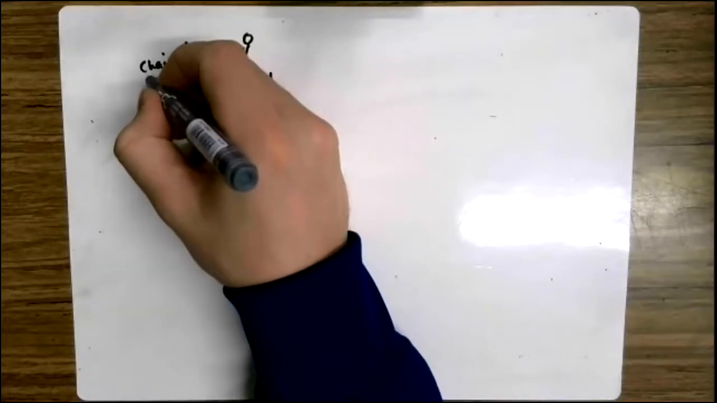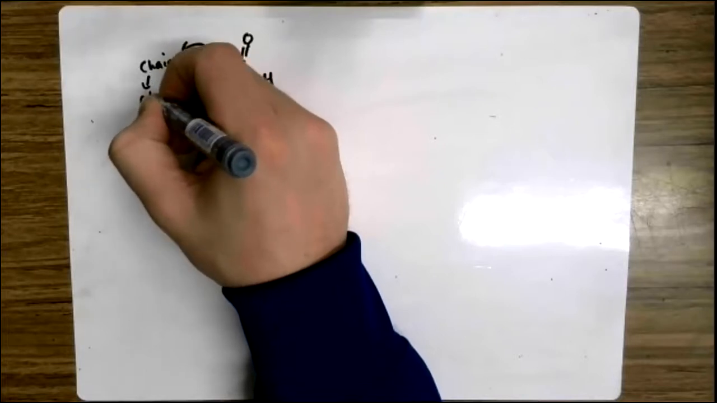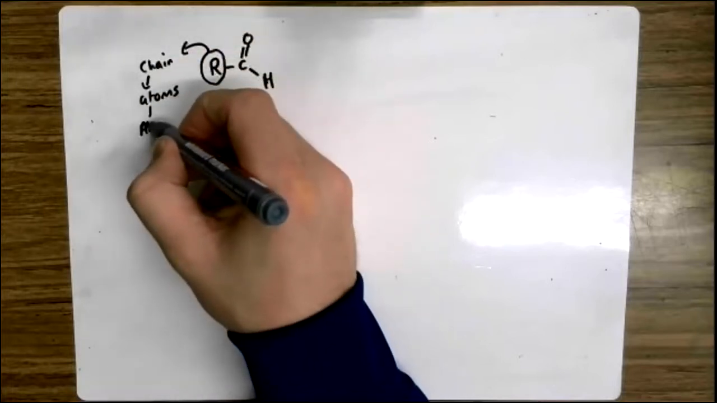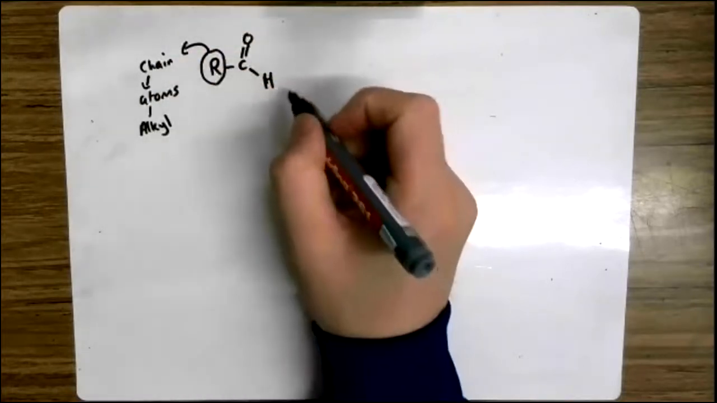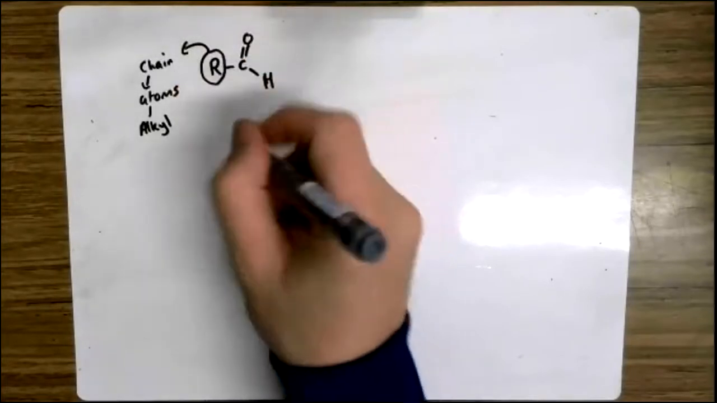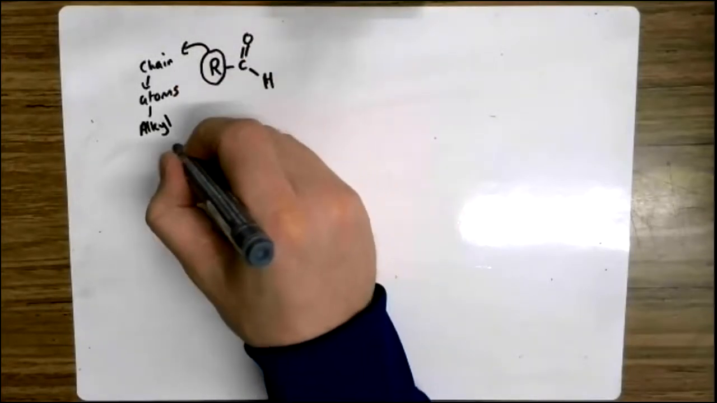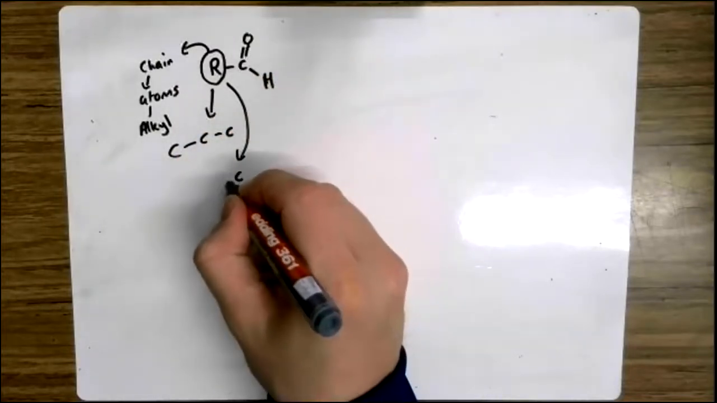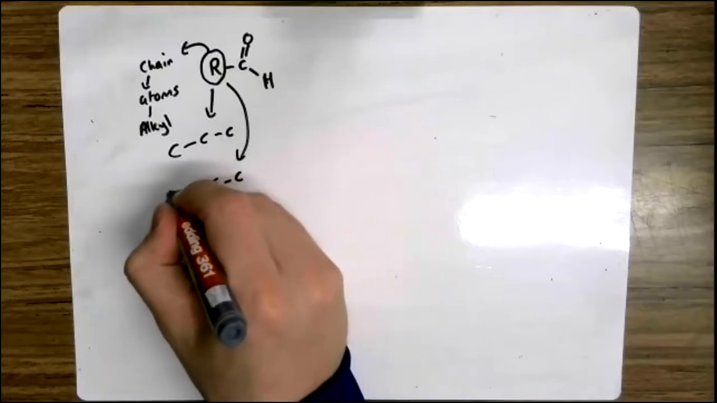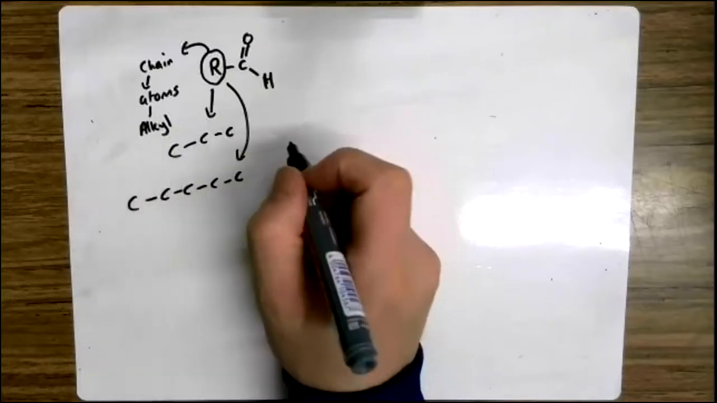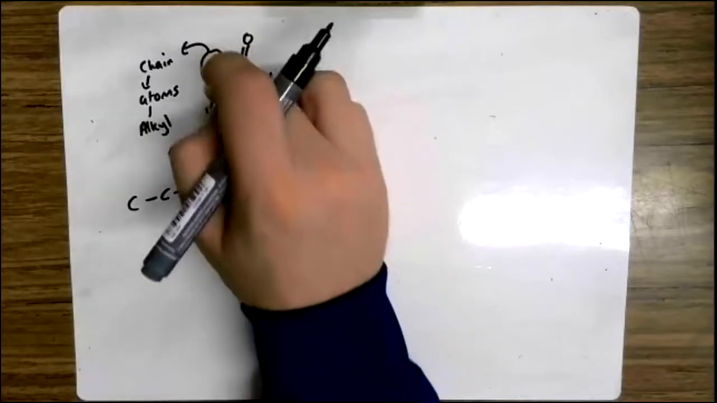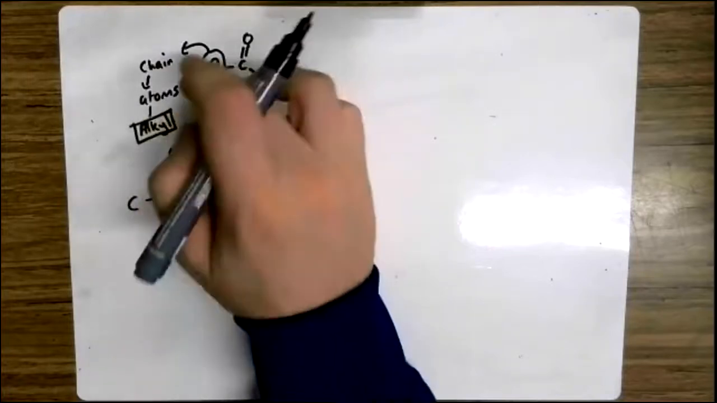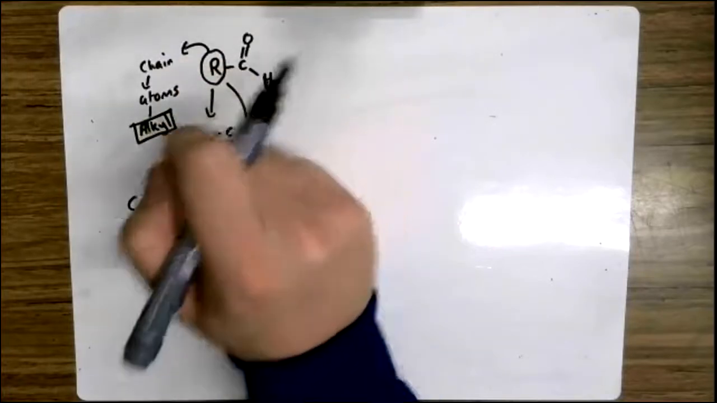Okay, it's a chain of molecules or chain of atoms, and it's called an alkyl group. Now that OR could be C, C, C, 3 carbons long, or it could be C, C, C, C, C, 5 carbons long. It could be 300 carbons long. But it's basically telling us that we have what we call an alkyl group, which is basically a carbon chain branch. So it's an alkyl group.